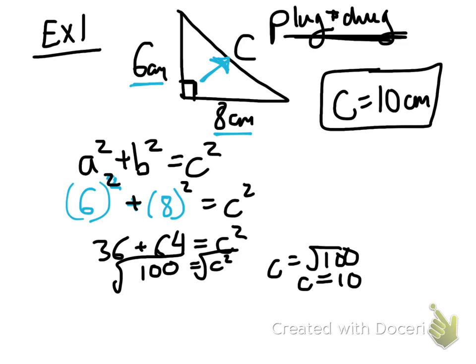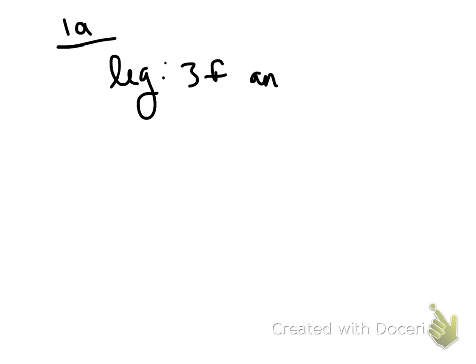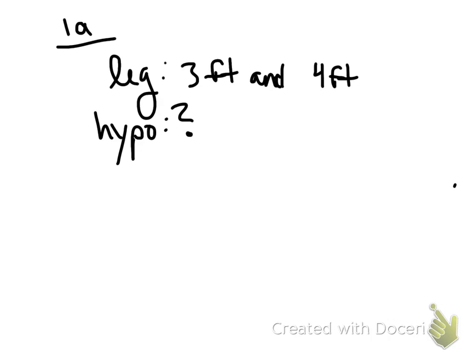So we're going to have you go ahead and do a practice on your own. So this is 1A. If I give you legs 3 feet and 4 feet, find the hypo. Go ahead, you can draw a triangle if you need to visualize, but you need to be showing your work in order to find the hypotenuse. Hit pause on the video and hit play when you're ready to solve.